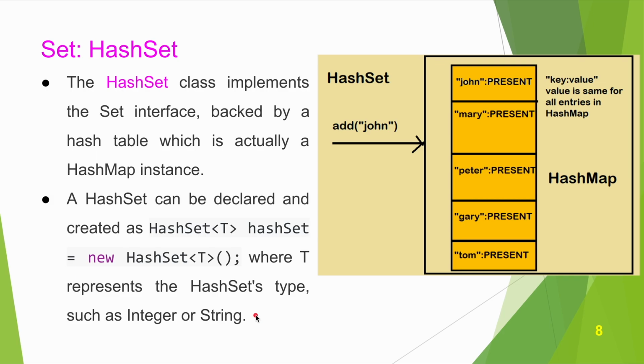The HashSet class implements the Set interface backed by a hash table, which is actually a HashMap instance. So HashMap is internally used within the HashSet. A HashSet can be declared as HashSet<T> set = new HashSet<T>(), where T represents the HashSet's type, such as integer or string.